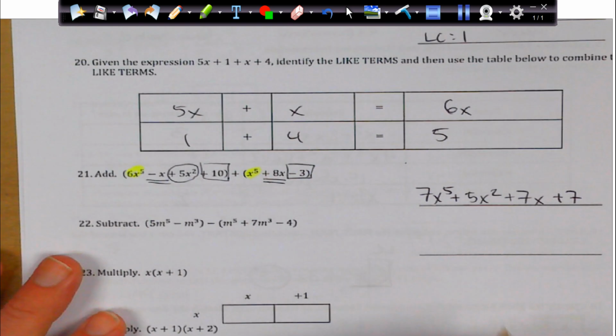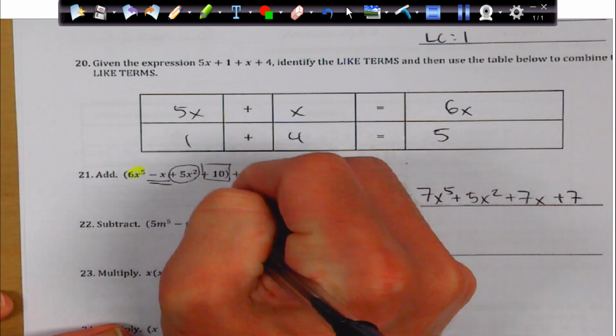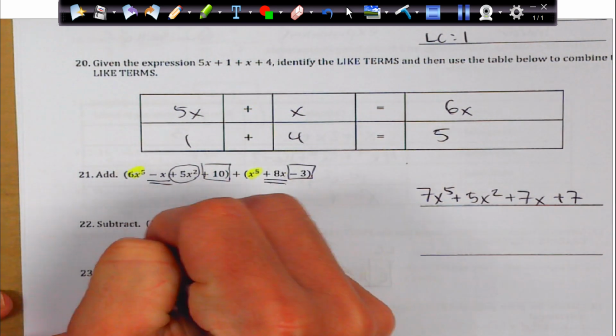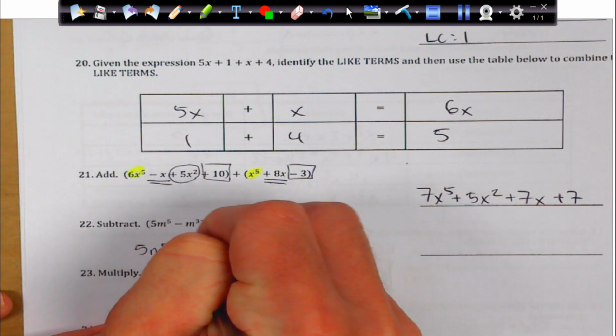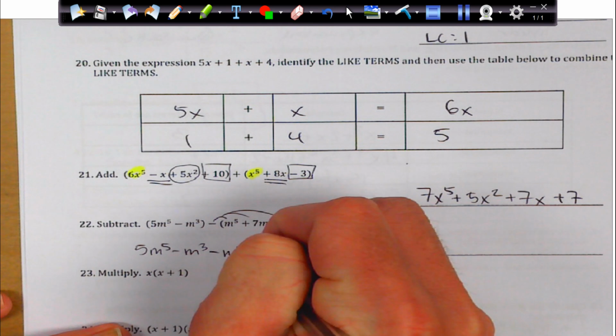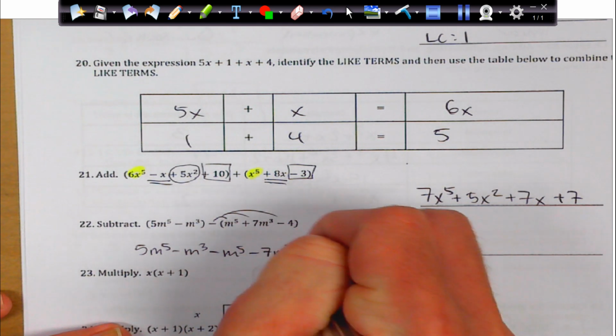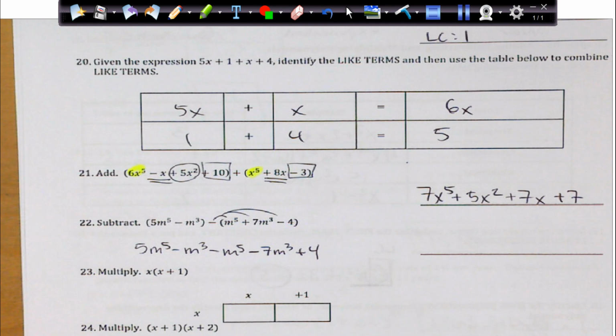For 22, we're subtracting, which means I do have to distribute this negative first. So I should get 5m to the fifth minus m cubed minus m to the fifth minus 7m cubed plus 4. So we do have to make sure we distribute that negative. Now we just combine our like terms.